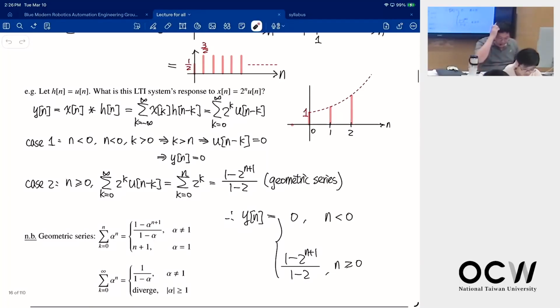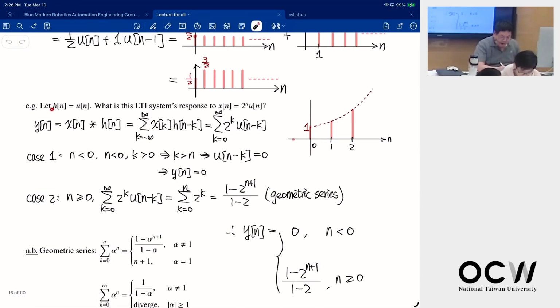Here we have an example. If I have a system that is a unit step function, and I have an input, what is our output? Because we assume this is an LTI system, the output will be the convolution of your input and your system. So here we have a convolution. We will talk more about the convolution today. Here's the formula for the convolution.